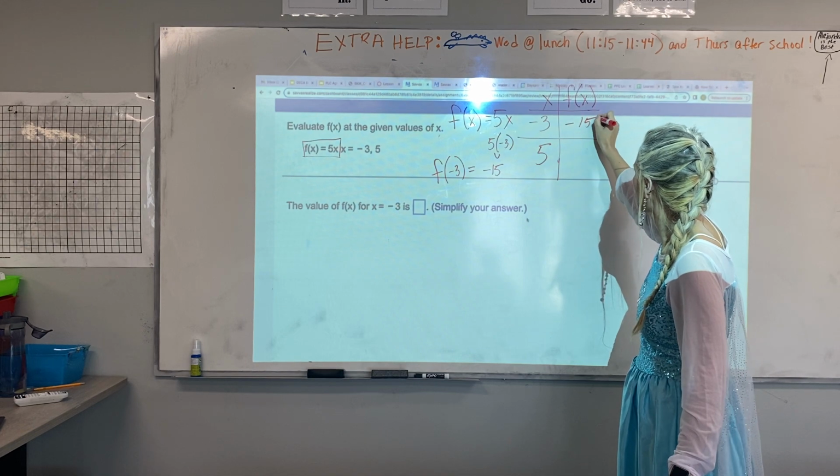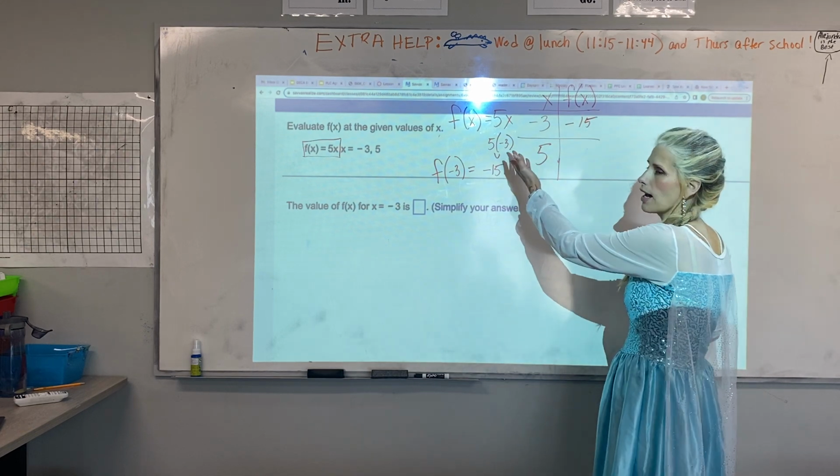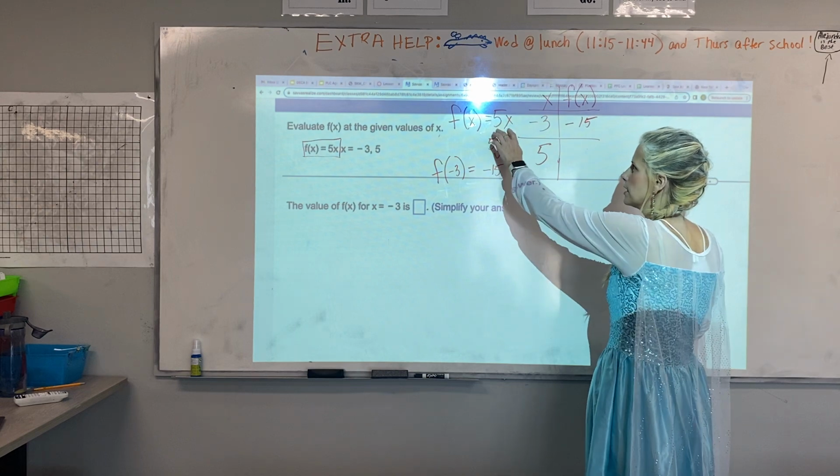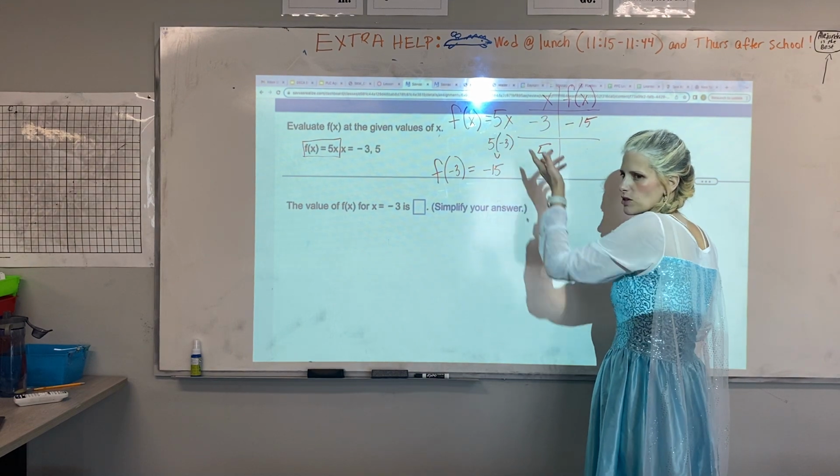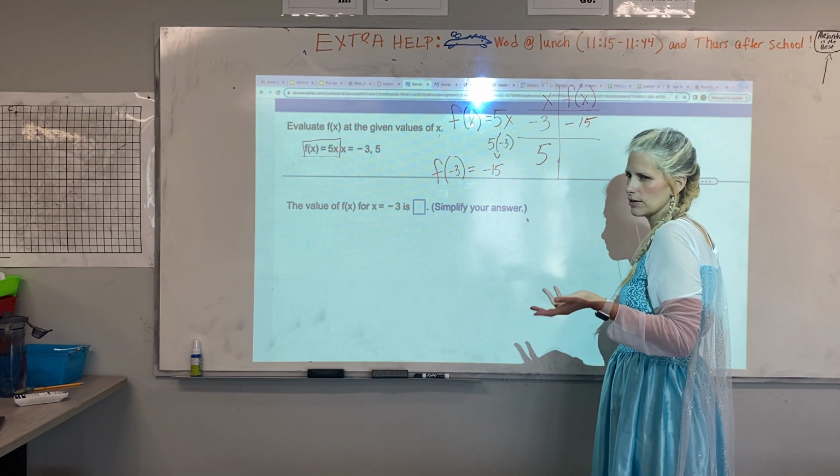So we have to multiply them? You do whatever the function says to do. The function said to take x and multiply times 5. That's what 5x means.